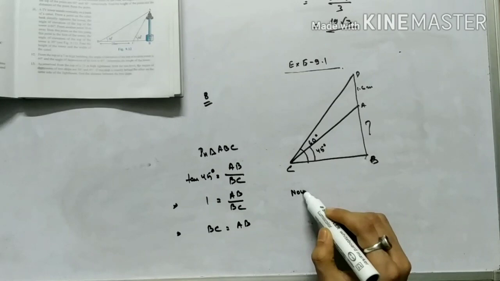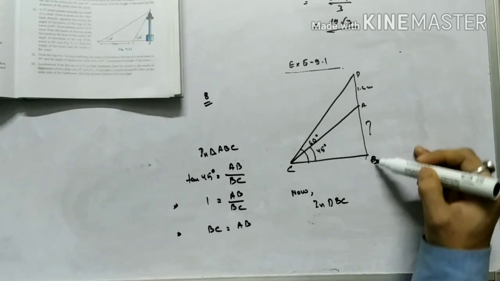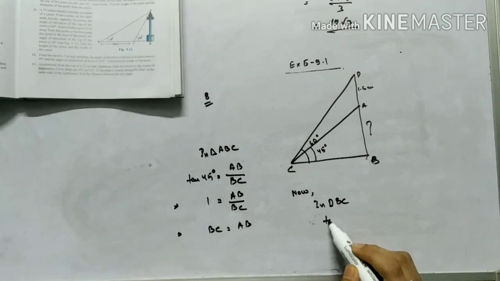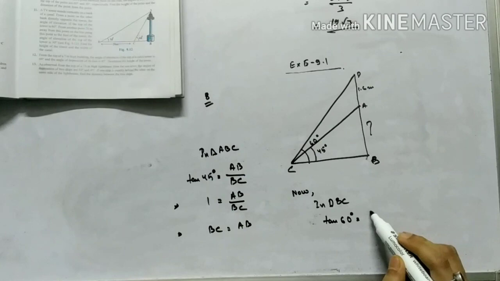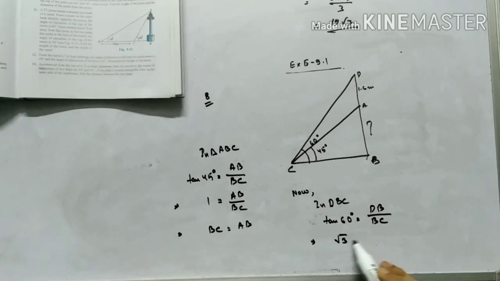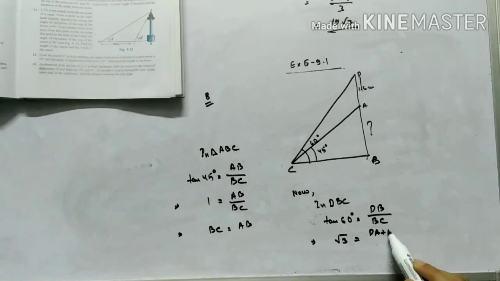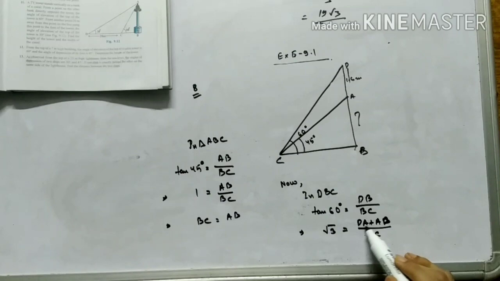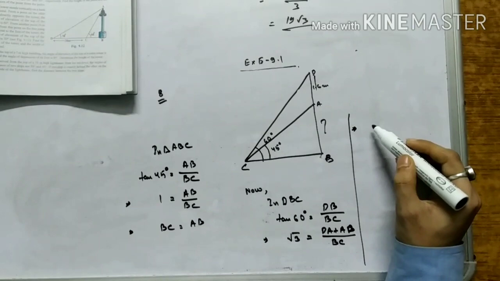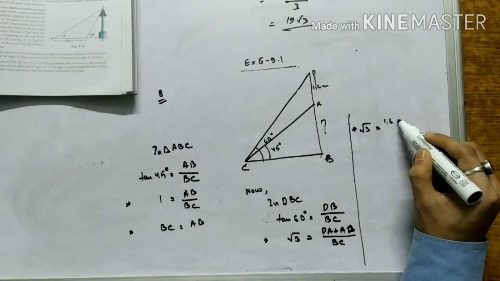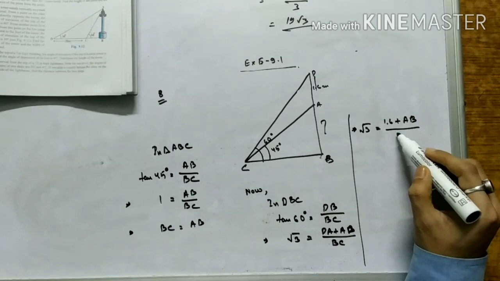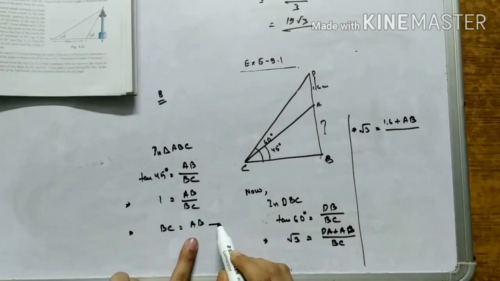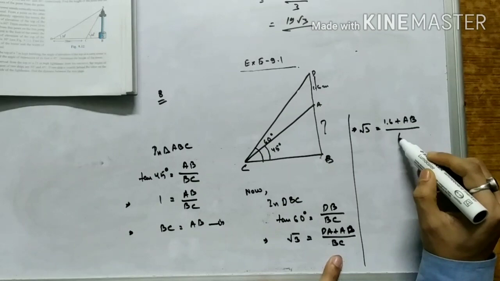Now, in this whole triangle DBC, tan 60 degrees, this whole angle is 60 degrees, so tan 60 degrees is equal to DB by BC. Tan 60 degrees is root 3, equal to DB, which is DA plus AB, by BC. DA is given as 1.6, so I am writing it here. So I will get root 3 is equal to 1.6 plus AB, which I have to find, by BC. And from here what I got, BC is equal to AB, you can call this equation 1. So in place of BC I will write AB here, understand?